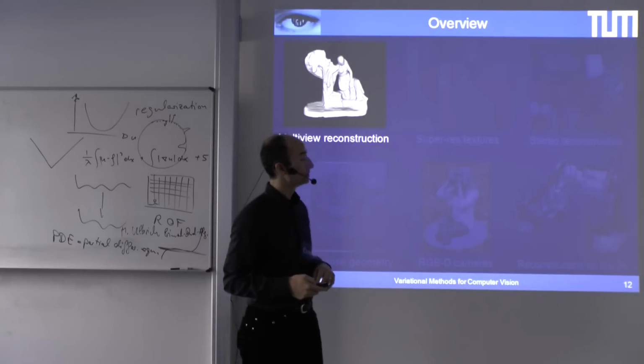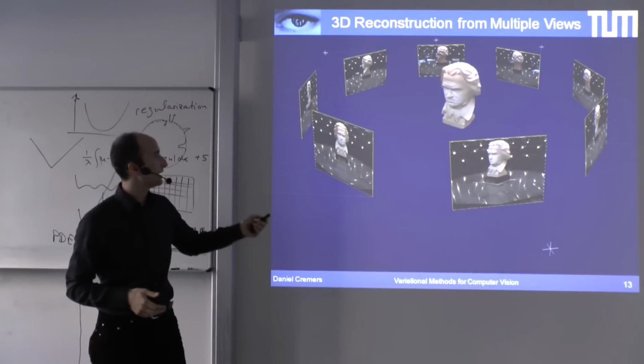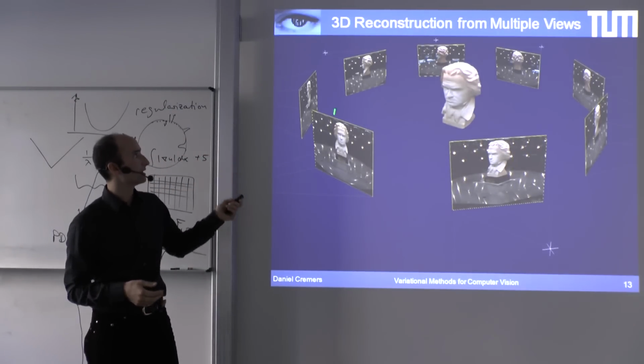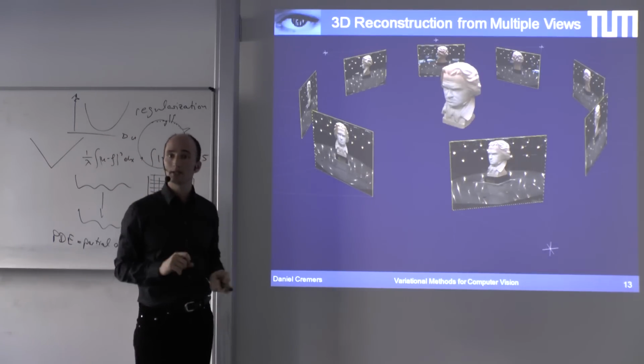So I mentioned the multiple view reconstruction problem. The way it works, as I said, you have a set of images, typically not 7 or 8, but 20 or 30 images taken from a digital camera.